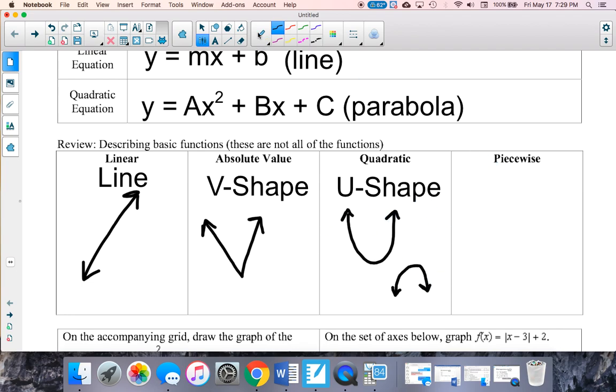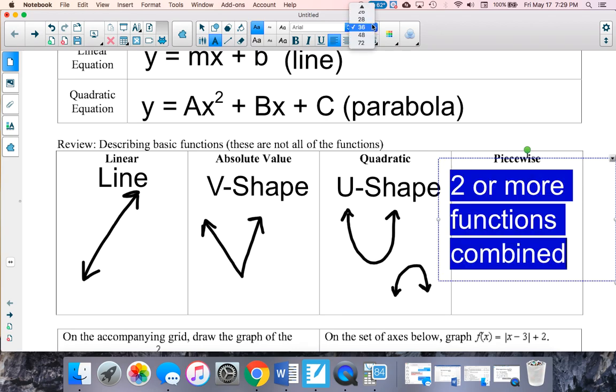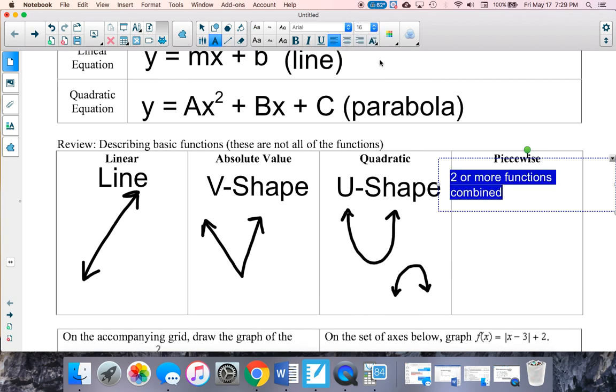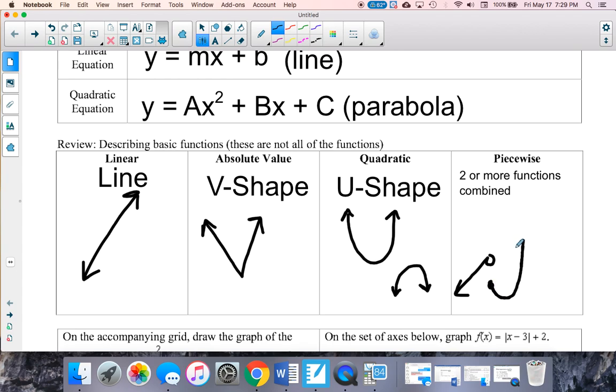A piecewise function has any combination of these, so two or more functions combined. It's like when we try to graph multiple functions on the same graph. As an example, let's say maybe you start off with a line, and then suddenly it turns into a U shape. So we call this a piecewise function, okay? It's like a combination of these.